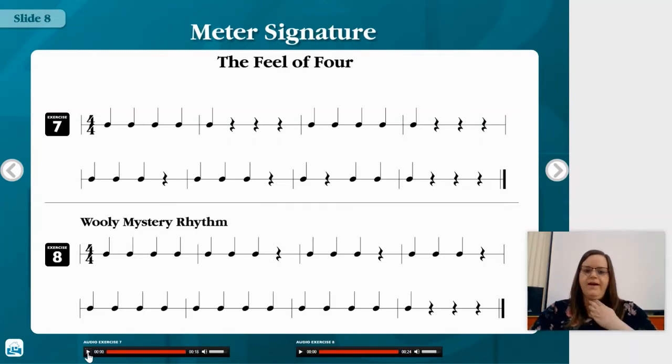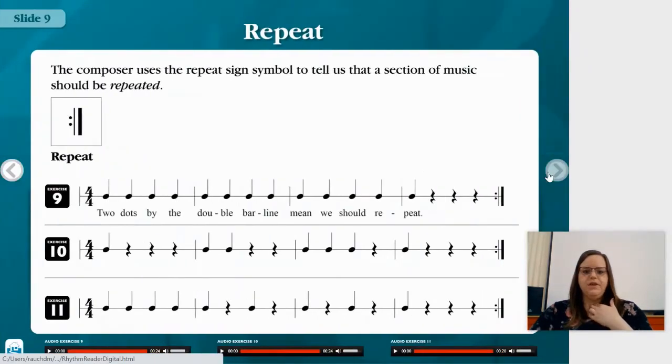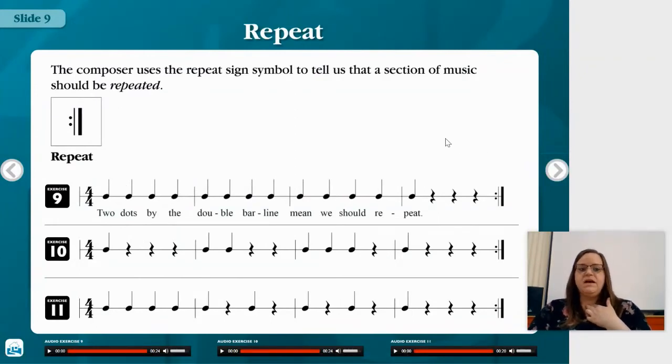Nicely done. Okay, so let's go on to our next one. We're going to talk about the repeat sign. At the end of our songs before, we've had a double bar line, and that means the end. Well, here we have a repeat sign, which is the double bar line with 2 dots next to it. And this is just telling us that we need to repeat this part of the music, okay?